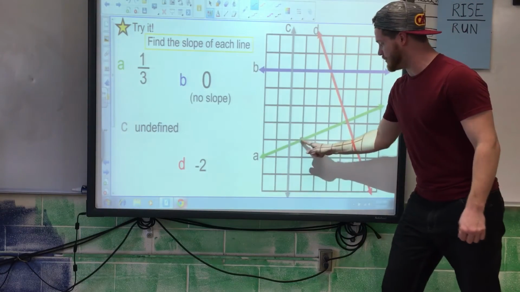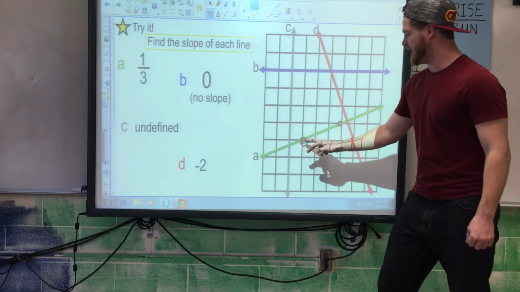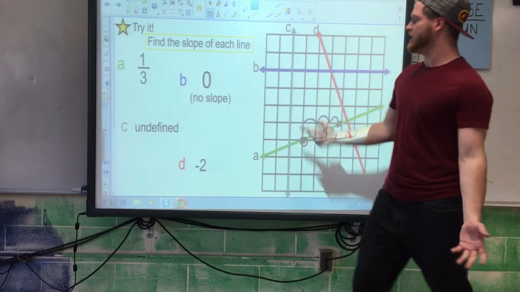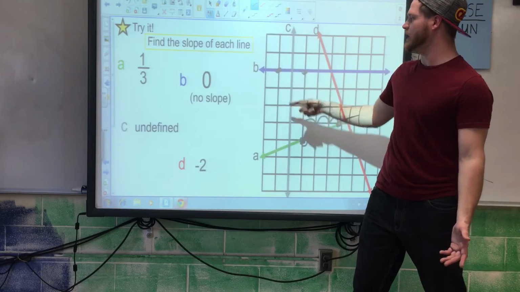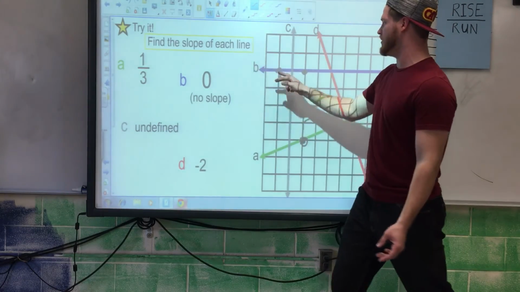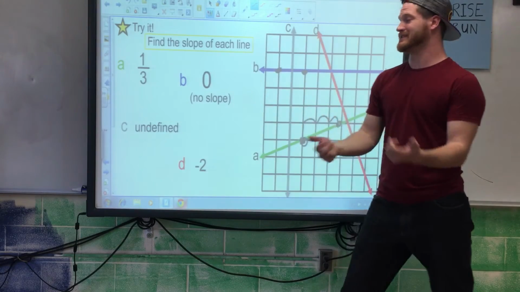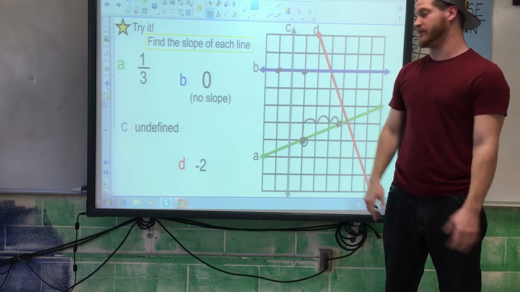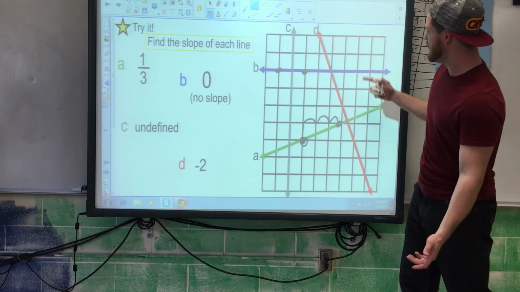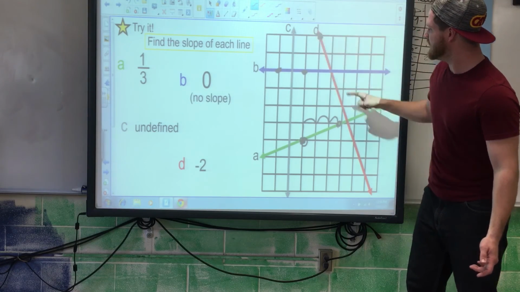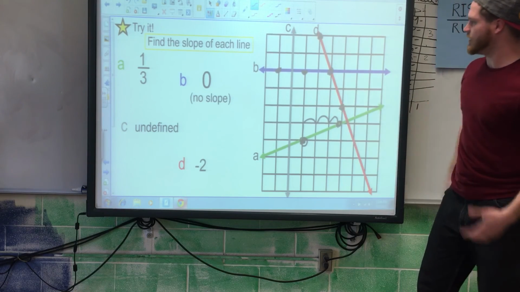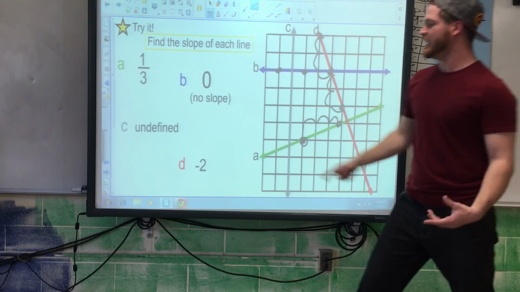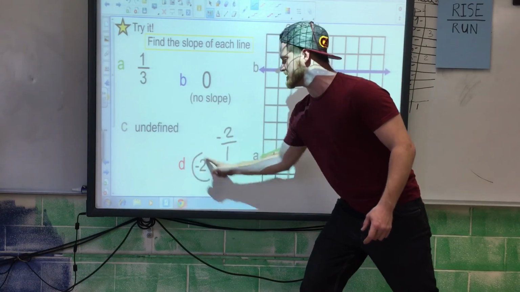Looking at our green line, I see a point right there and a point right there. I go up 1 over 1, 2, 3, and that's how I get 1 over 3. B, there's a point, there's a point. Don't go any up or down, so 0 over 2. You divide 0 divided by 2, you get a 0. C, a line straight up and down, you know that that is undefined. Last but not least, D, there's a point, and there's a point. No matter which one you use, I go down 1, 2 over 1, down 2 over 1. And down 2 over 1 reduces to -2.